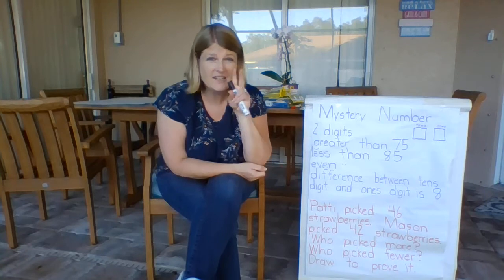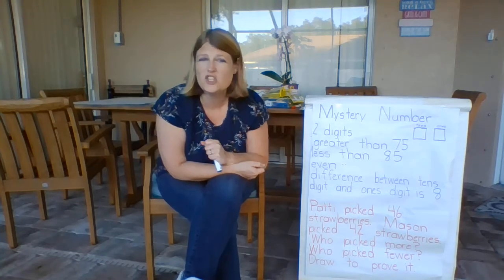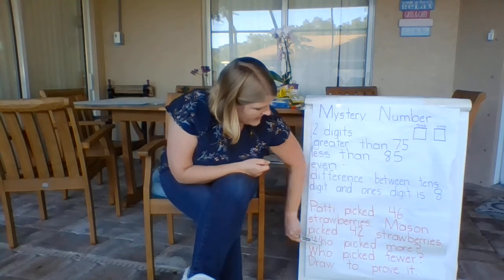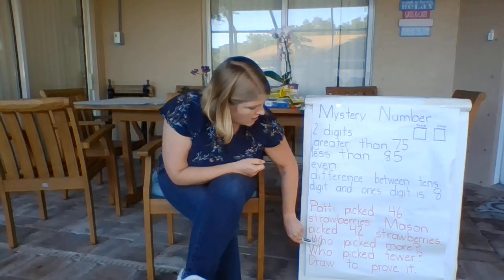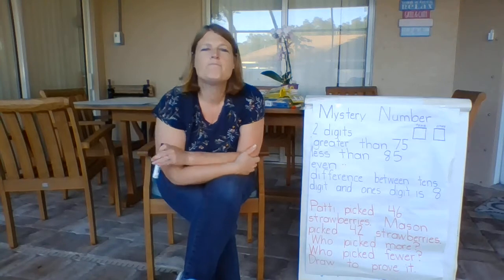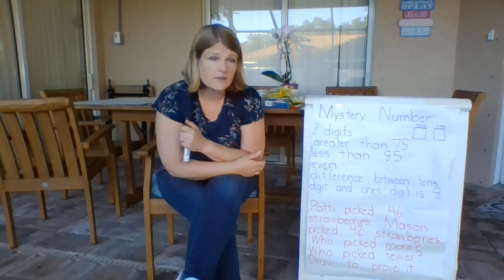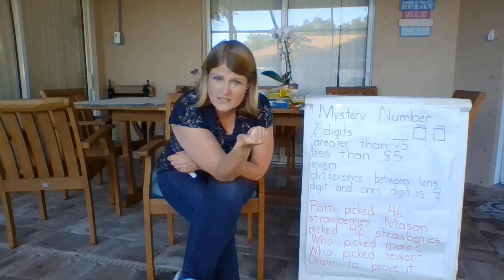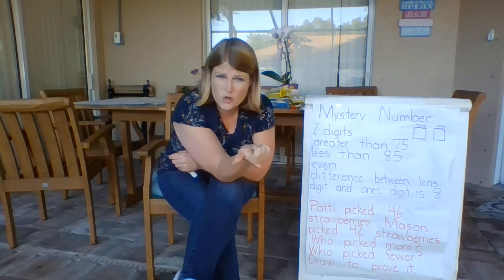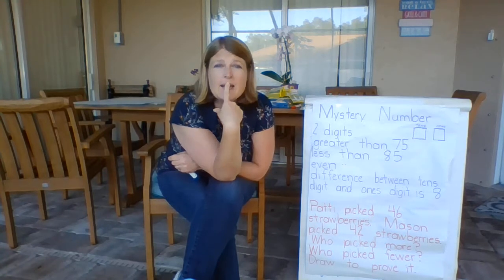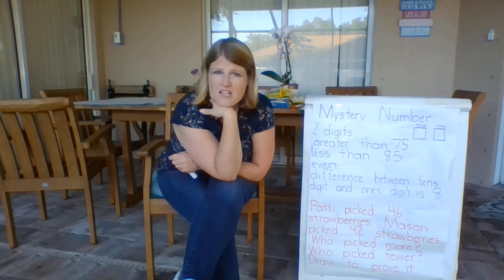Great job. So now let's read it a second time and let's listen to what's the question it's asking of me. Here we go. Patty picked 46 strawberries. Mason picked 42 strawberries. Who picked more? Who picked fewer? Draw to prove it. What is this story problem asking me to do? Oh, it's asking me to tell who picked more. Okay, it's asking me to tell who picked fewer, and it's asking me to draw a picture to prove it, to prove my thinking. Very good. That's exactly what it's doing.